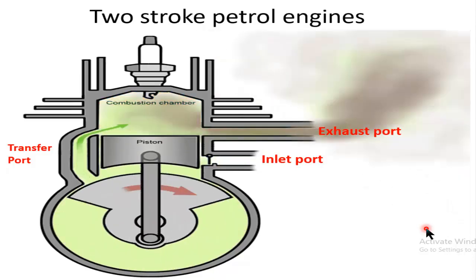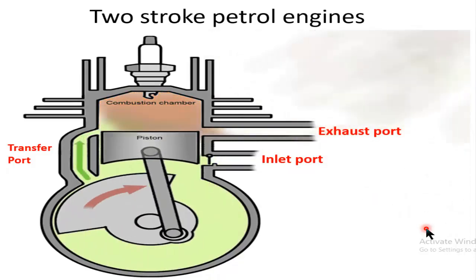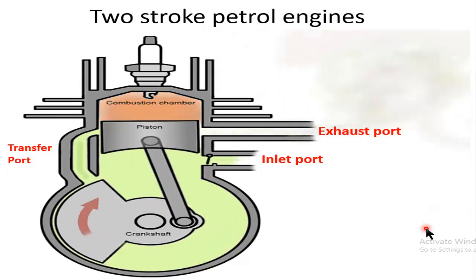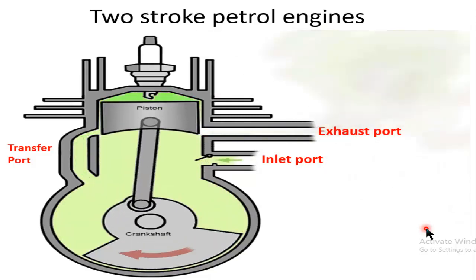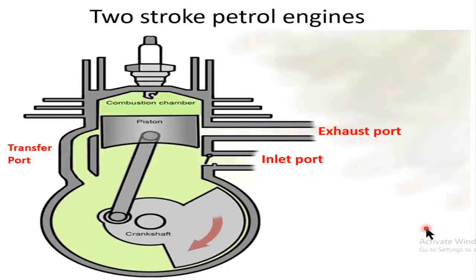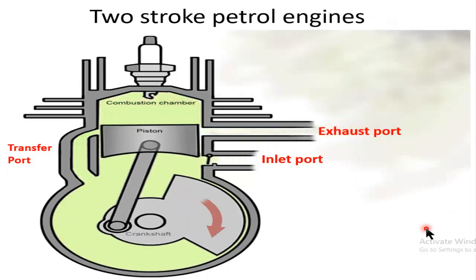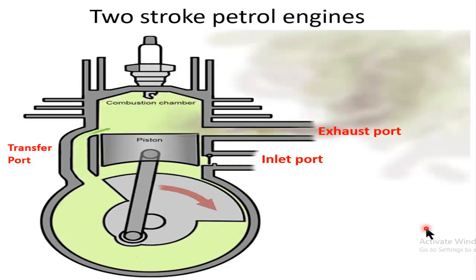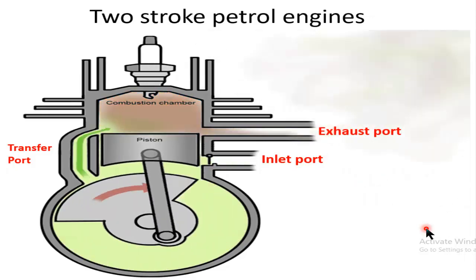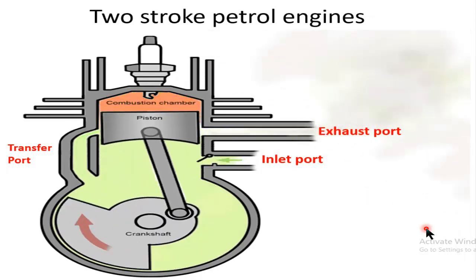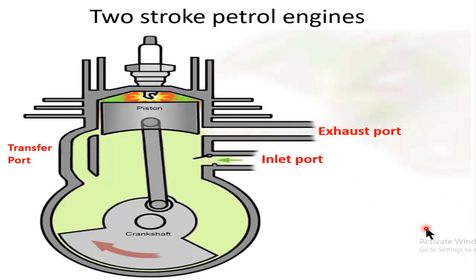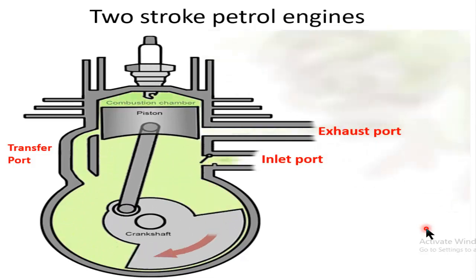So in the last class, we discussed the working of a four-stroke diesel engine, and today we'll discuss the working of a two-stroke petrol engine. Here, the main difference between four-stroke and two-stroke is that, as usual, we know for a four-stroke, to complete the working cycle the piston takes four strokes, namely suction stroke, compression stroke, power stroke as well as exhaust stroke.